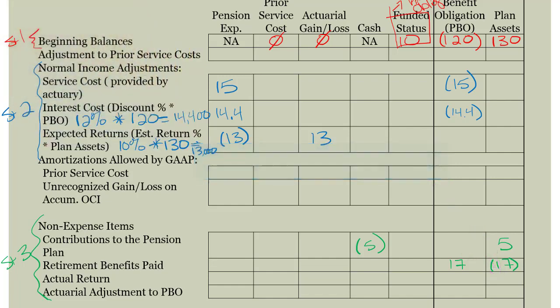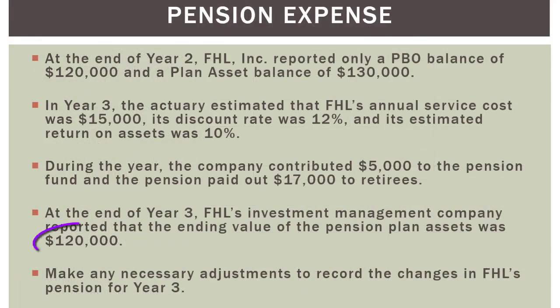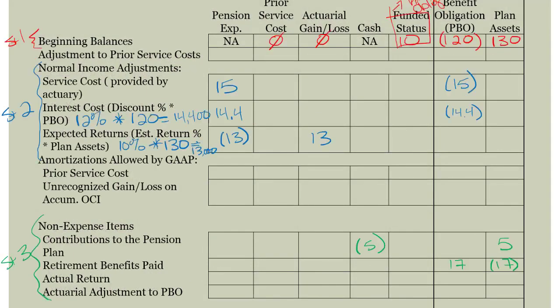If I know a beginning and an ending balance and other things that have gone on during the period, I can use a T-account, yes, and back into what this number is for my plan assets. And that's what we're going to do here, because all we were told was that we ended with a balance of 120,000. That's what was told to us in our numbers right here. So I'm going to move to a different screen so I can do this calculation, and I'm going to make a T-account for my plan assets.